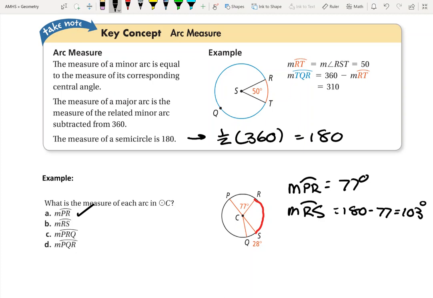Measure of arc PRQ. So let's color in PRQ. Well, that one's our semicircle PS, plus we went another 28 degrees. So now I'm going to take my 180, that's my semicircle, and I'm going to add the 28 degrees.